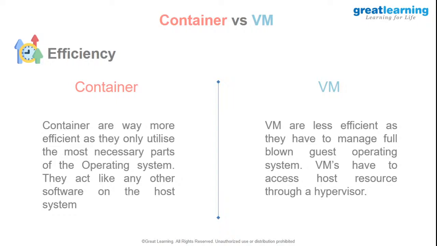With VMs, they are less efficient as they have to manage the full-blown guest operating system. They have to manage the graphical user interface also, any third-party apps that might be downloaded, and all of that has to be managed. So VMs are not as efficient as containers because when you're running a software, you don't necessarily need all of those extra things, right? You may only need the bare minimum parts. So that way, containers are way more efficient as they require less amount of resources.